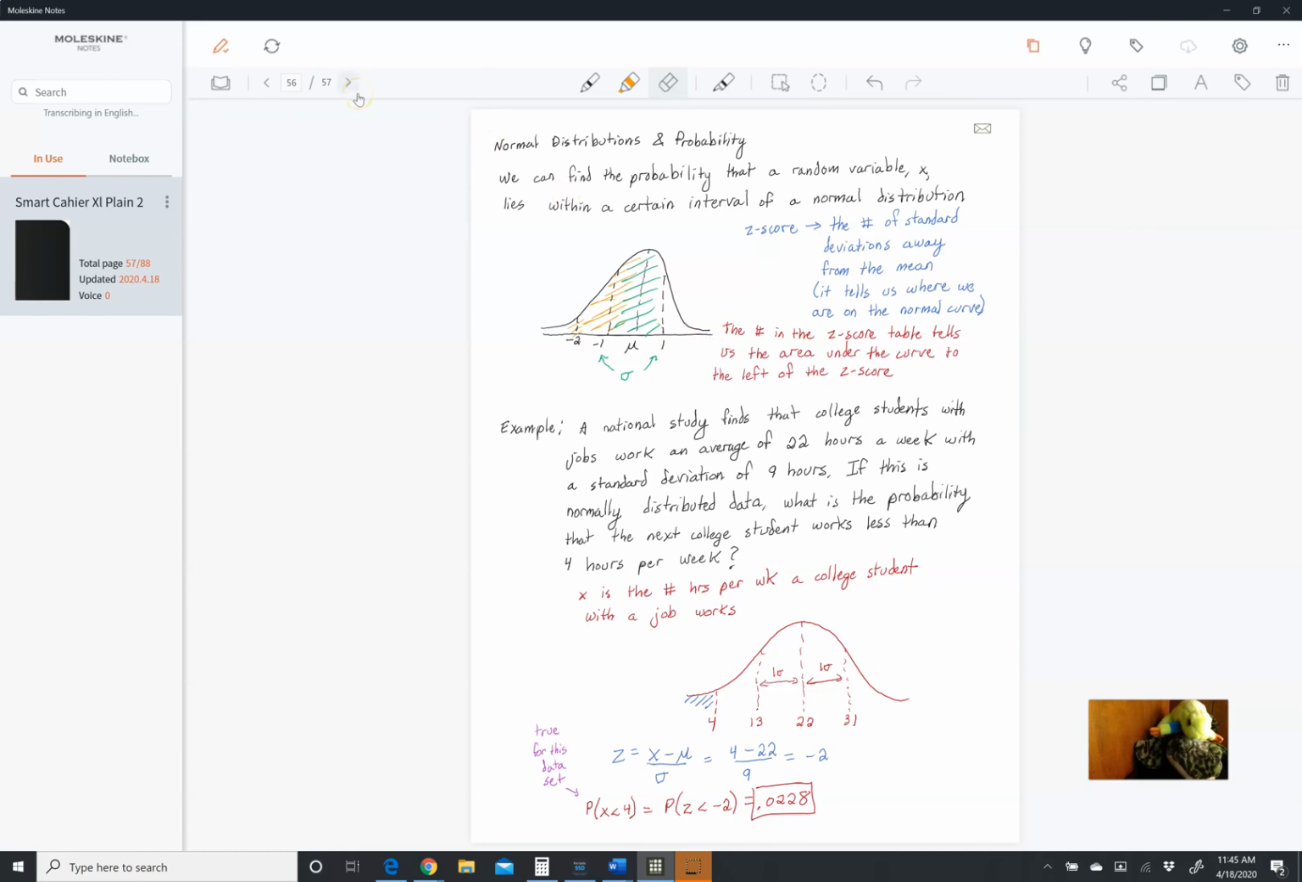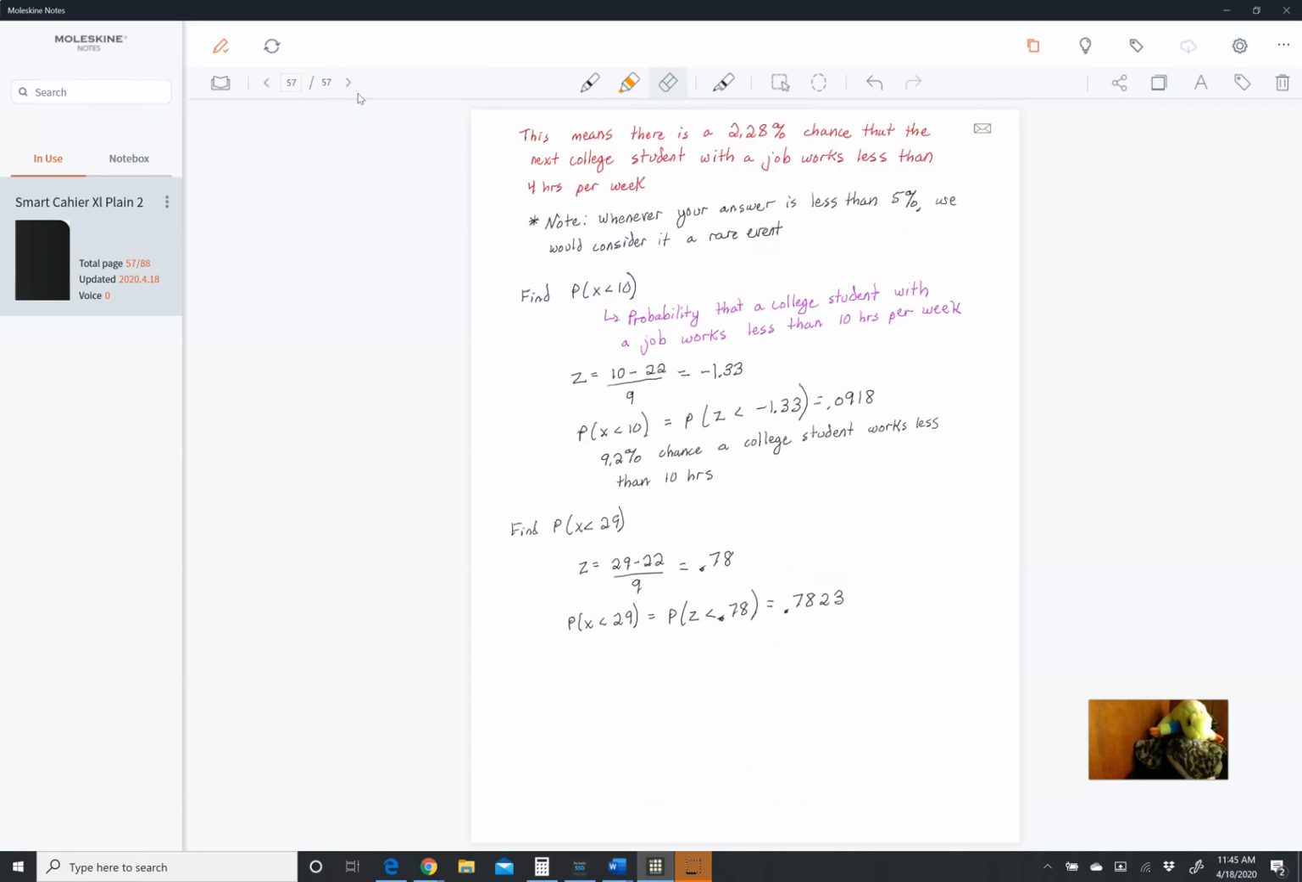Okay, so let's take another situation. Let's take the probability that a student works more than 31 hours. Okay, so now this is a greater than. So I'm going to put this in here because I want to point out the difference. I want you to see it. The probability that somebody works more than 31 hours per week.